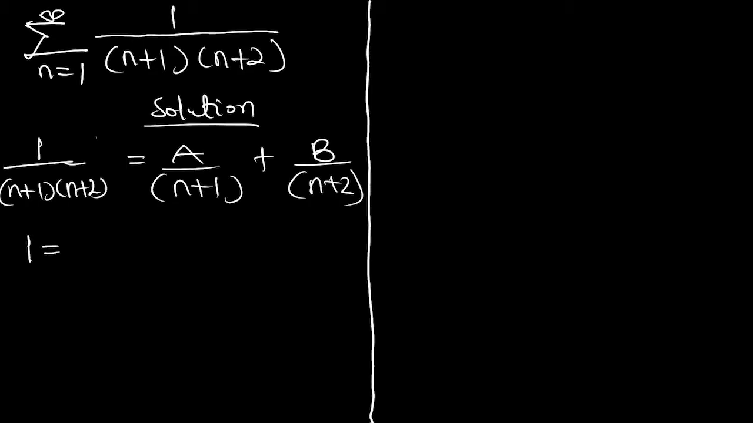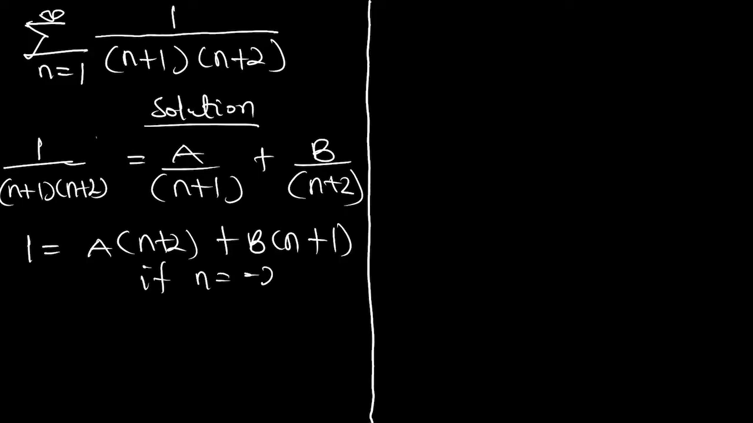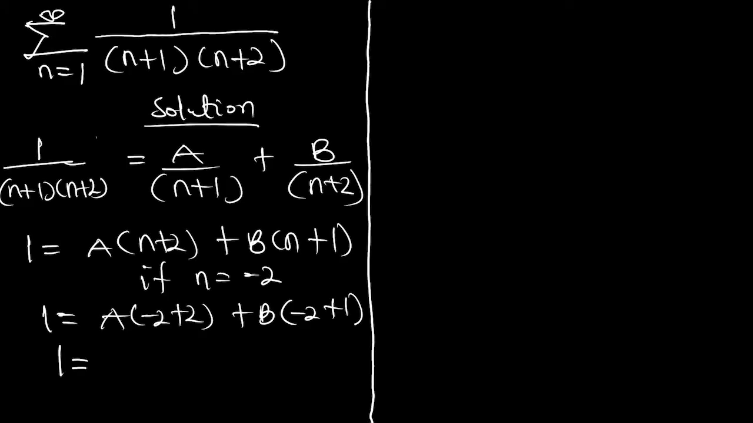So 1 will be equal to a multiplying n plus 2, plus b multiplying n plus 1. Okay. So if n is equal to -2, what is going to happen? We have 1 equals a times (-2 plus 2) plus b times (-2 plus 1). So 1 will be equal to, this part will go to 0, we're going to have negative b here. So b will be equal to what? -1. So b is -1.